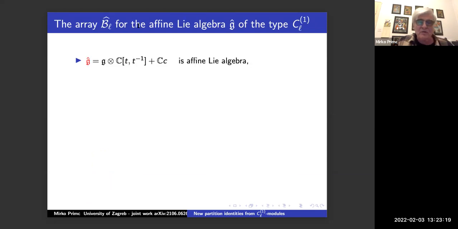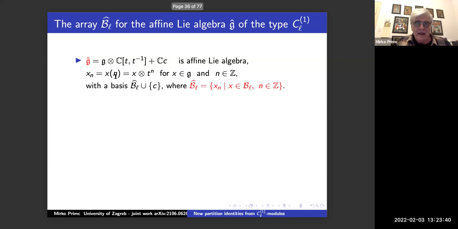So now we pass to affine Lie algebra. We want to write the basis. So G hat is G tensor Laurent polynomials with a central element. We'll write x tensor t to the n as x sub n or x of n. And then we have a basis. We take x in the basis of the finite dimensional and tensor it with t to the n. And we collect all of that and add the central element. We got the basis of G hat.